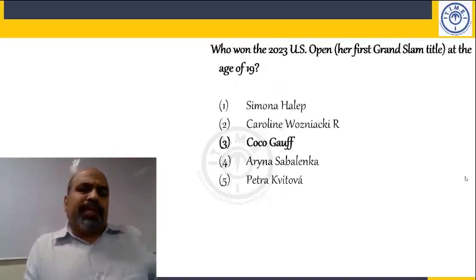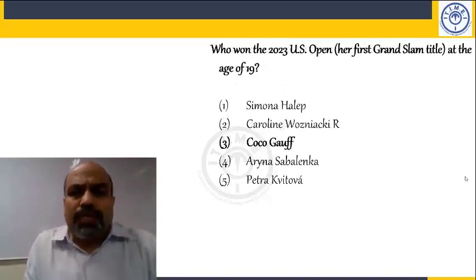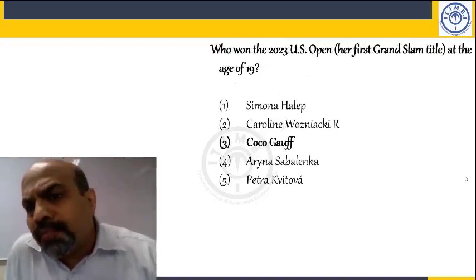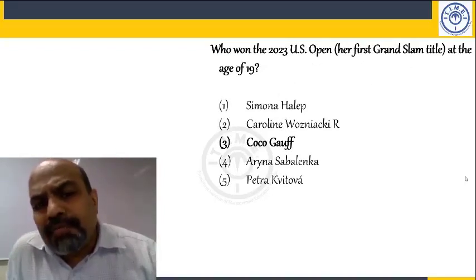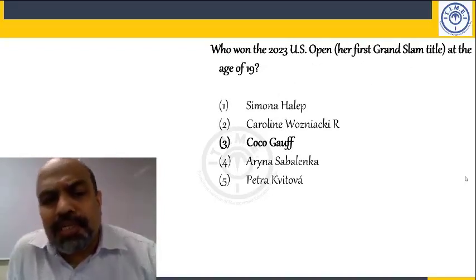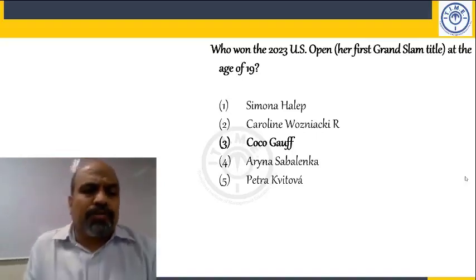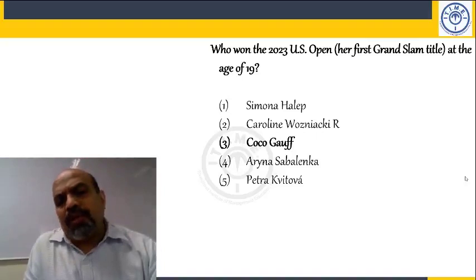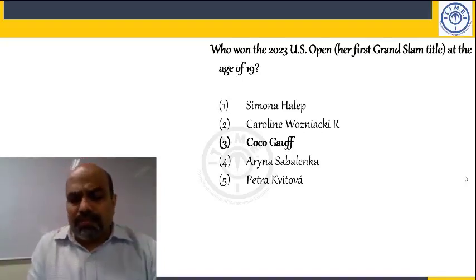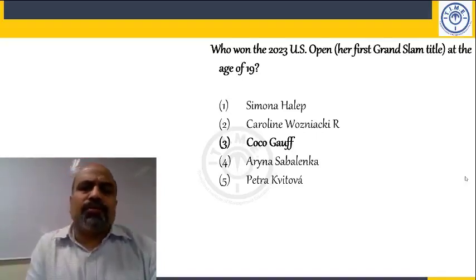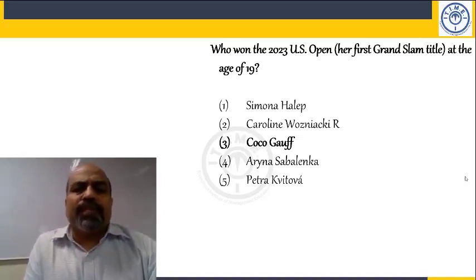Who won the 2023 US Open at the age of 19? And this person's first Grand Slam title. Coco Gauff of the US. So why don't you write this list? I think you could write this list. 2023 US Open.